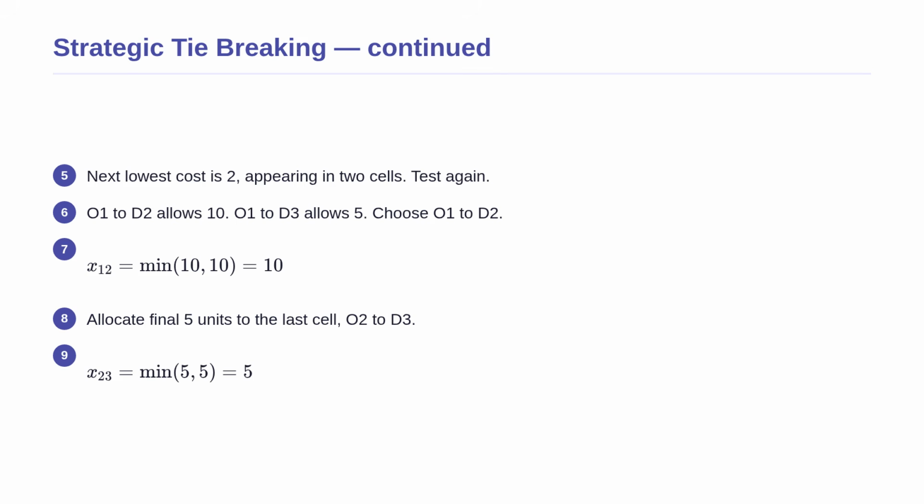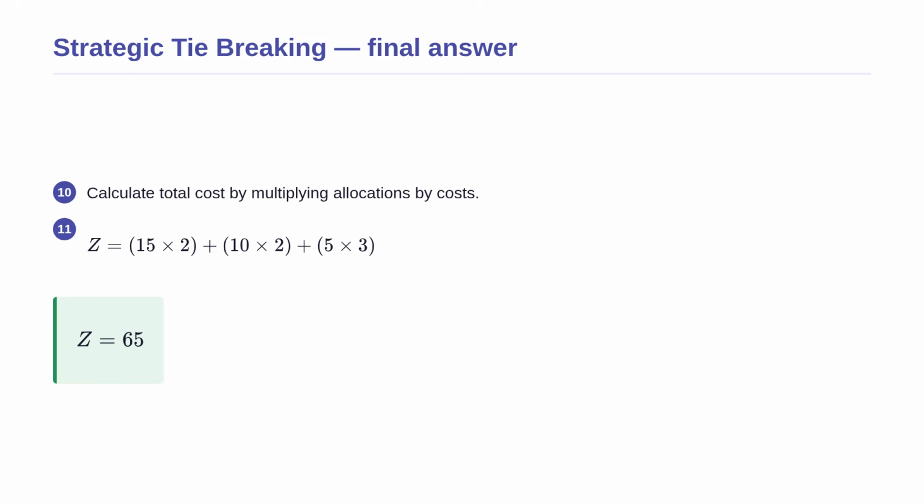The only cell left is origin 2 to destination 3, where we allocate the final 5 units. The grid is now complete. With all supplies empty and demands met, we set up our final cost equation. We multiply our allocations by their respective costs.